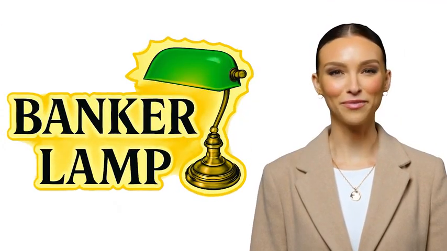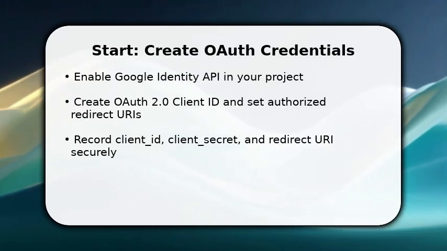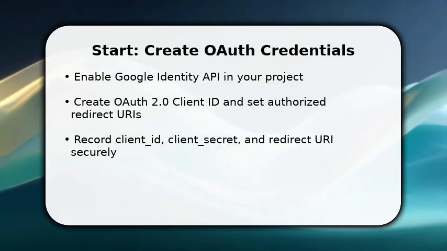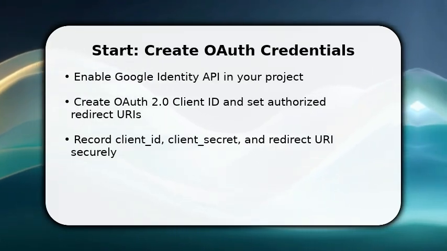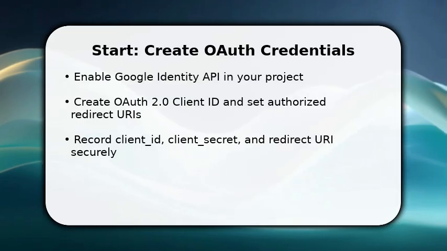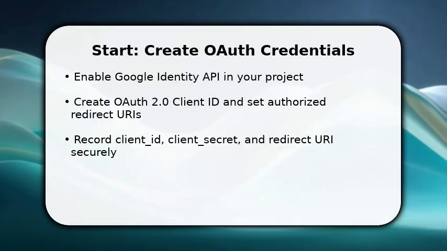You start by enabling the Identity API and creating an OAuth 2.0 client ID in the Cloud Console. This gives you the client ID and client secret you need. Once done, add exact authorized redirect URIs for development and production so tokens return correctly.